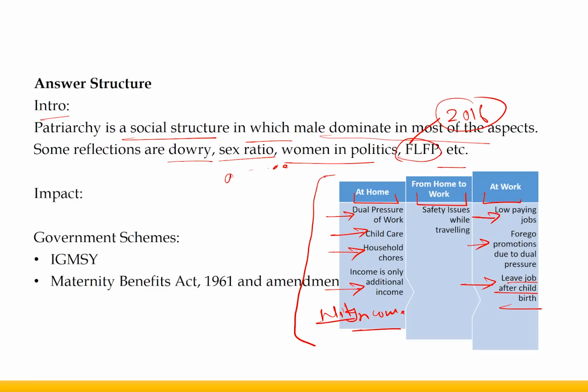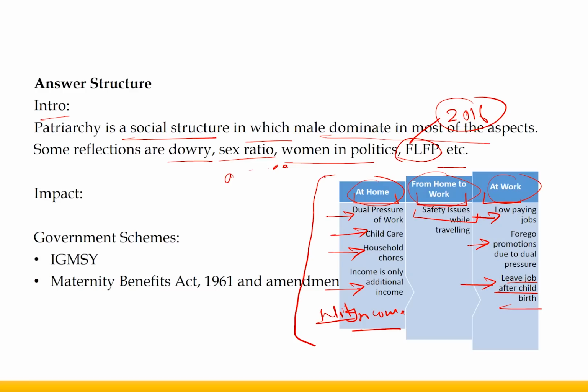While traveling from home to work, they also face safety issues, and this is also because the patriarchal social structure is against them. All right, so these are some issues I have identified. This is the way I have presented this answer. You can choose a separate way also, you can make points also, but this is, in my opinion, a good way of presenting an answer because I have divided the body into three parts: at home, from home to work, and at work.